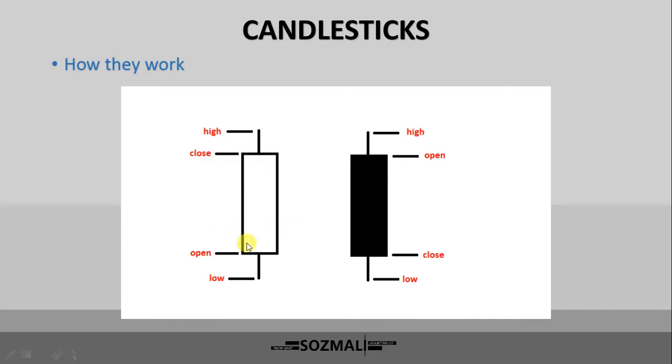Now, if a candlestick closes above its opening price, it'll be hollow like this, like just empty. But another popular color that's used is green. So it'll either be green or hollow like this.